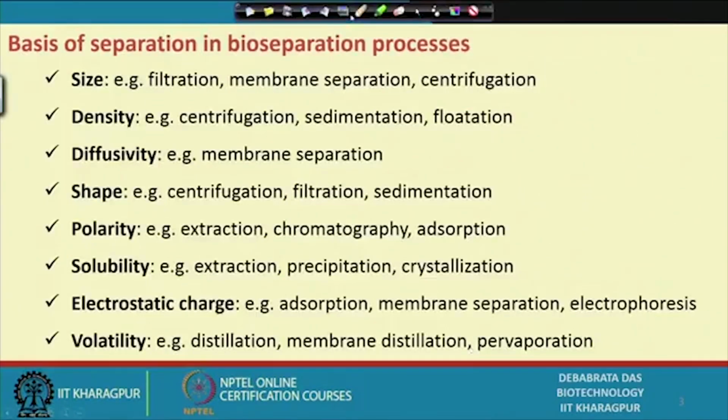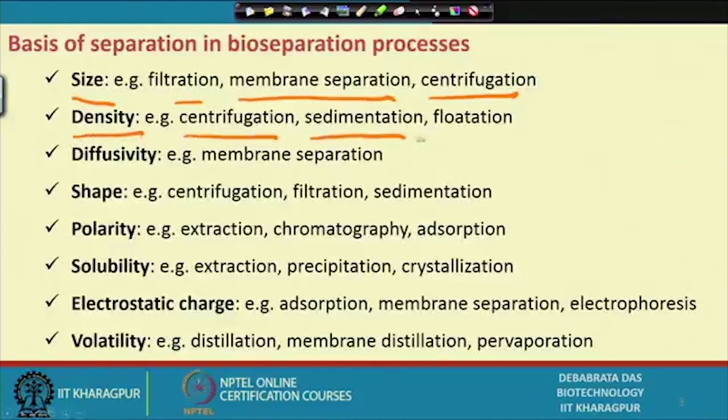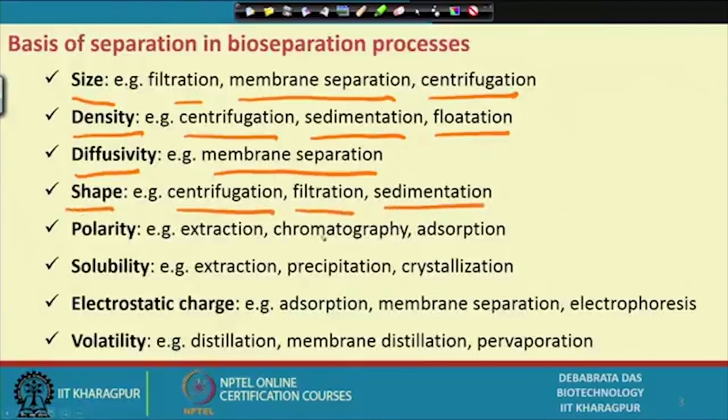Now this downstream processing again varies on different parameters. As for example, with respect to size, we have filtration, membrane separation and centrifugation. If we want to separate with respect to density, then we have centrifugation, sedimentation and flotation. With respect to diffusivity, we have membrane separation. With respect to shape, we have centrifugation, filtration and sedimentation.